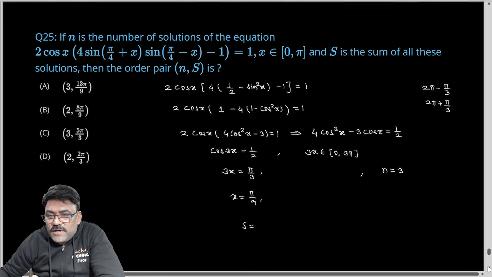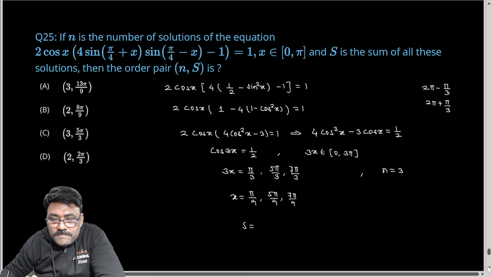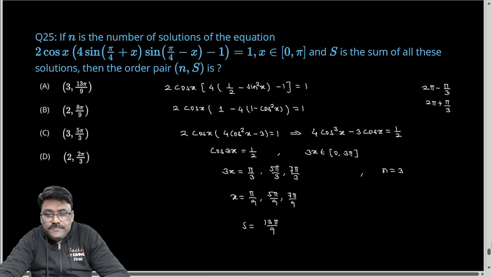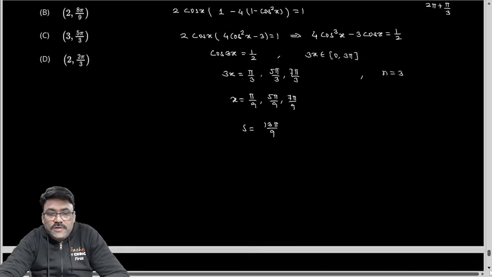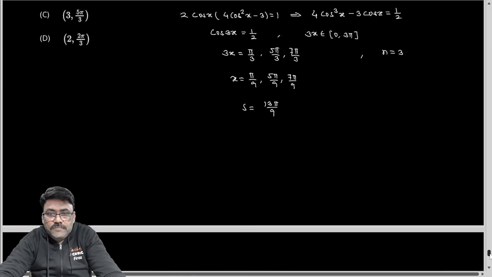Actually, one solution you will get pi by 3, then 2 pi minus pi by 3, which is 5 pi by 3. And 2 pi plus pi by 3, which is 7 pi by 3. So pi by 9, 5 pi by 9, and 7 pi by 9. These are the 3 solutions. So sum will be what? Sum will be 13 pi by 9. Means A is the correct option here. N is 3, and S is 13 pi by 9, right?